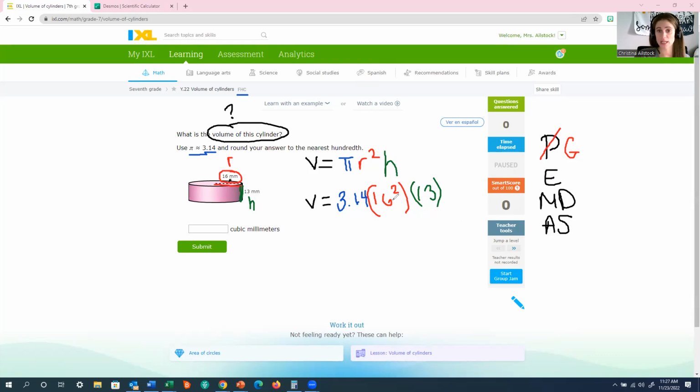Remember that the exponent tells you how many times you multiply that base. So in this case, our 16 is being multiplied by itself 2 times. So that really just means 16 times 16. You are allowed to use a calculator for that. So you can type into your calculator 16 times 16, which is 256. And then I'm going to bring everything else down.